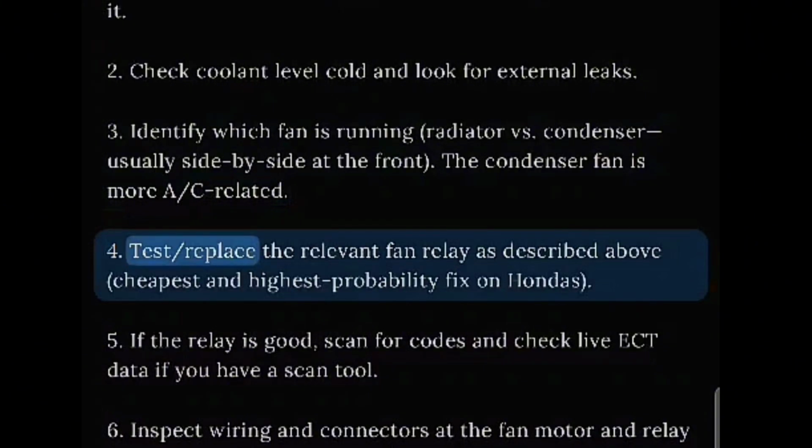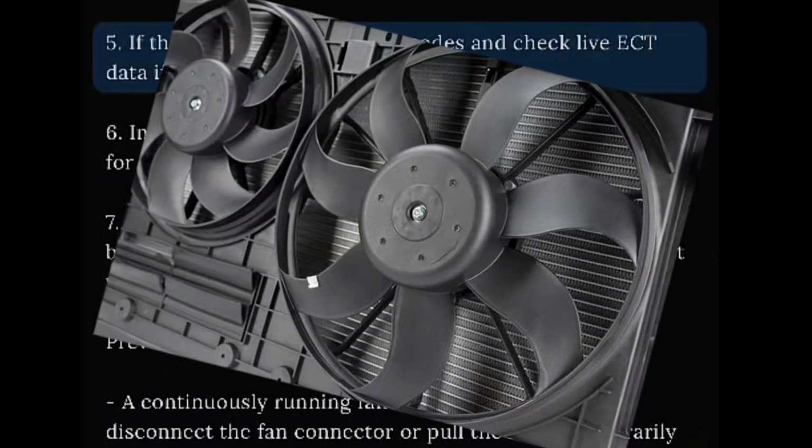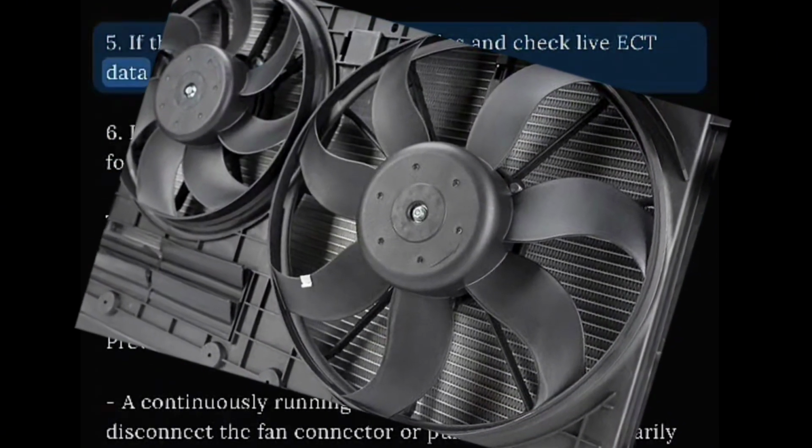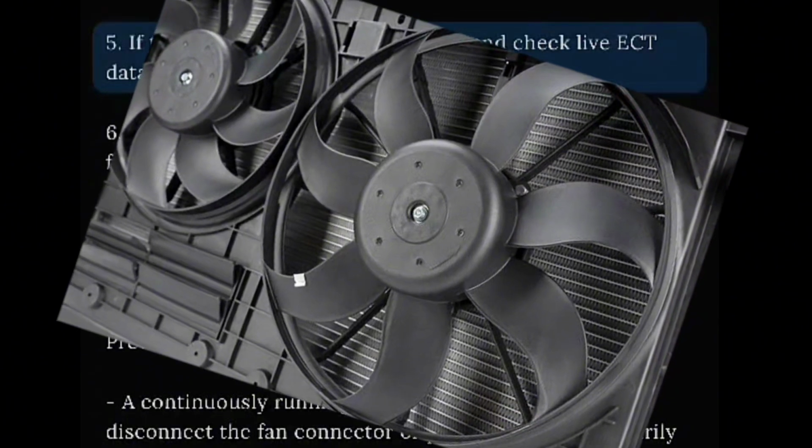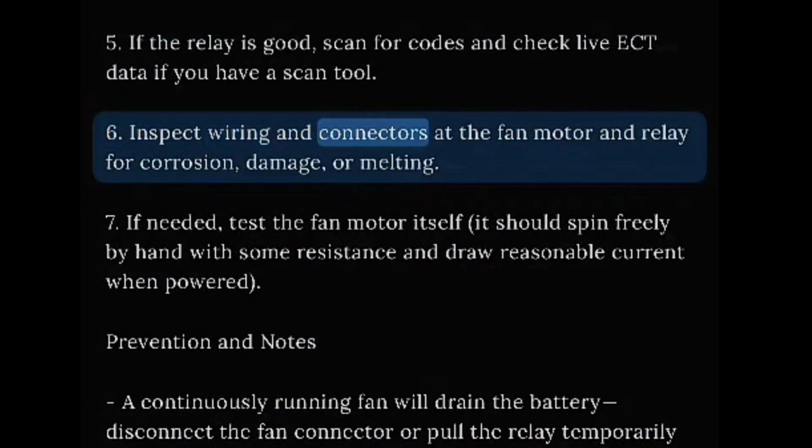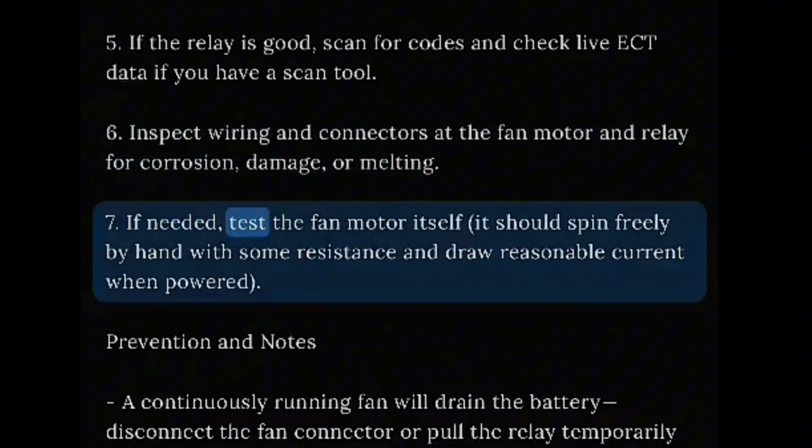4. Test or replace the relevant fan relay as described above, the cheapest and highest probability fix on Hondas. 5. If the relay is good, scan for codes and check live ECT data if you have a scan tool. 6. Inspect wiring and connectors at the fan motor and relay for corrosion, damage, or melting. 7. If needed, test the fan motor itself. It should spin freely by hand with some resistance and draw reasonable current when powered.